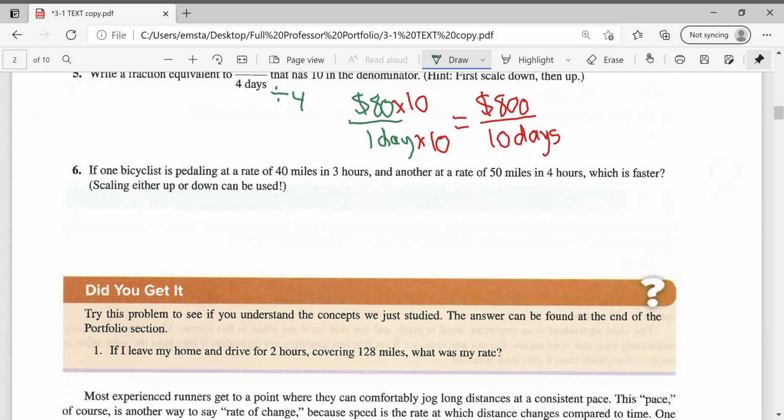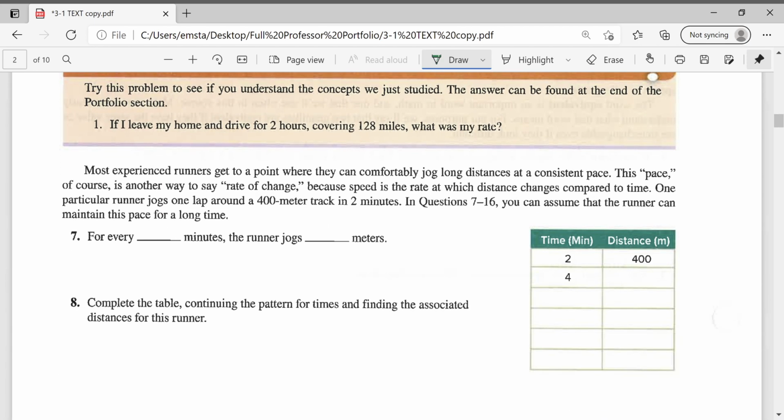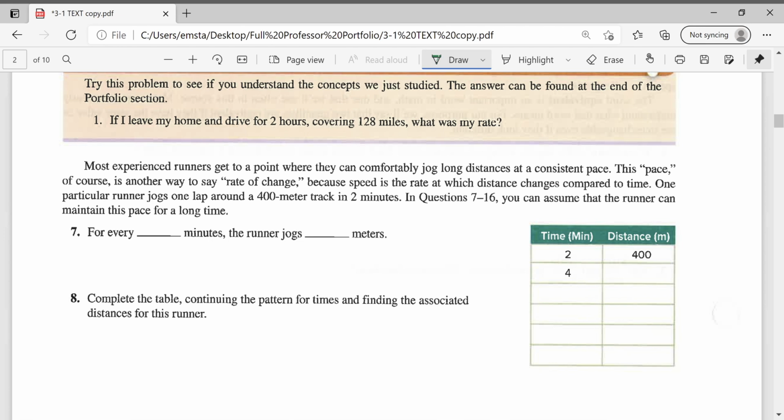Moving on to number 7. It's towards the bottom of page 284. We're looking at a different example now. It says most experienced runners get to a point where they can comfortably jog long distances at a consistent pace. This pace, of course, is just another way of saying rate of change, because speed is the rate at which distance changes compared to time. One particular runner jogs 1 lap around a 400-meter track in 2 minutes. We're going to assume that they maintain this pace.